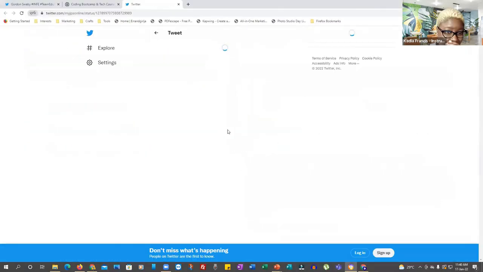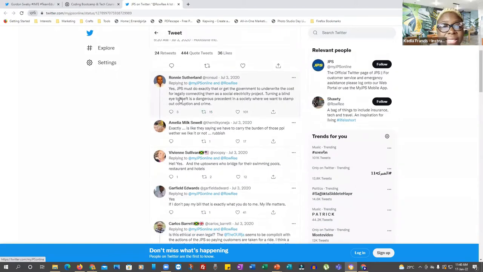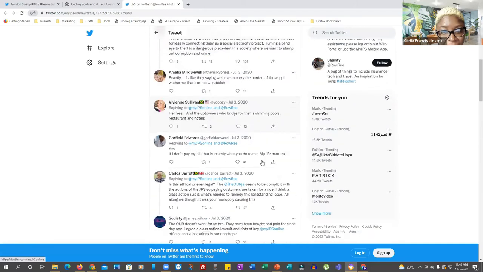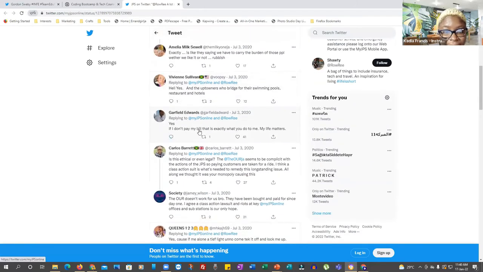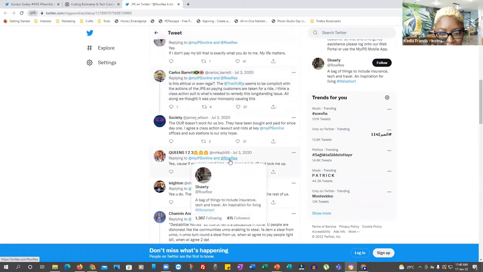And so let's look at the tweet. They say a lot of methods have been employed to battle theft. They didn't tell you what the methods were. So somebody says, JPS must do exactly that or get the government to underwrite the cost for legally connecting them as a social electricity project. Turning a blind eye to theft is a dangerous precedent in society. We want to stamp out corruption and crime. Person saying, if I don't pay my bills, that is exactly what you do to me. My life matters. So you guys can see the comment.